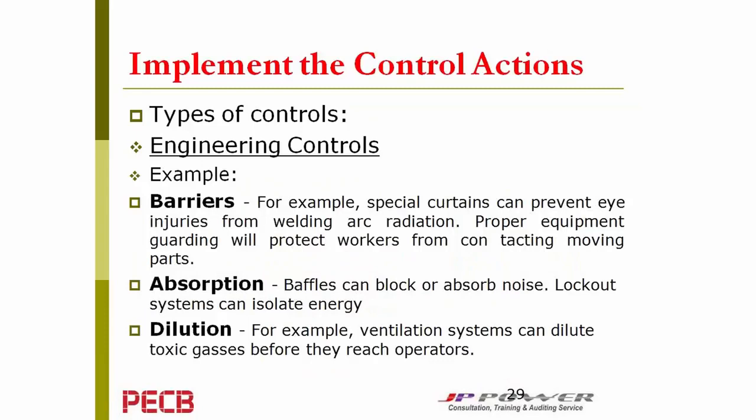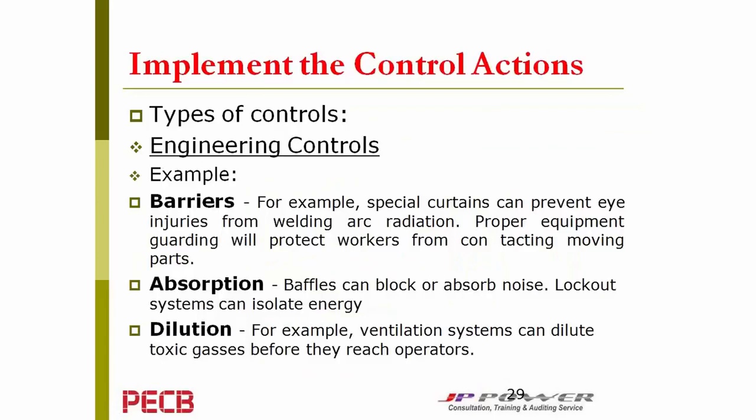The fourth choice under the engineering control is barriers. We could put up a barrier to prevent injuries from the welding radiation. For noise, we could put up noise buffers, noise absorption material, to absorb the noise in order to reduce the noise level. Or for chemicals, we can dilute the chemicals in order to make them less toxic. So ladies and gentlemen, these are the examples of what we call the engineering controls.